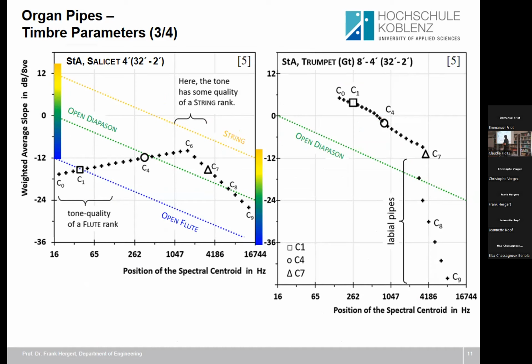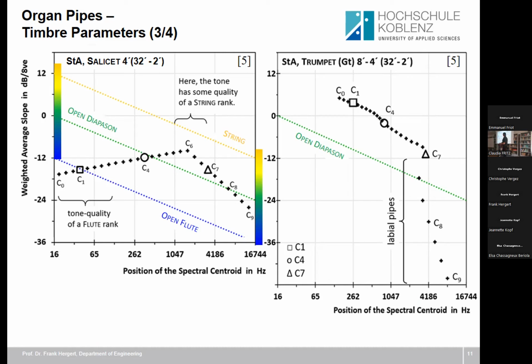Here I've used the same scale as before, the same colors. The flutes are always blue in these diagrams. The principal or diapason is green, the string is yellow. And the dotted lines represent the typical course of a string over the frequency. This is the frequency of the spectral centroid. We could say it's kind of brightness. And the string would be on the yellow dotted line, a typical diapason on the green, and a typical flute on the blue dotted line.